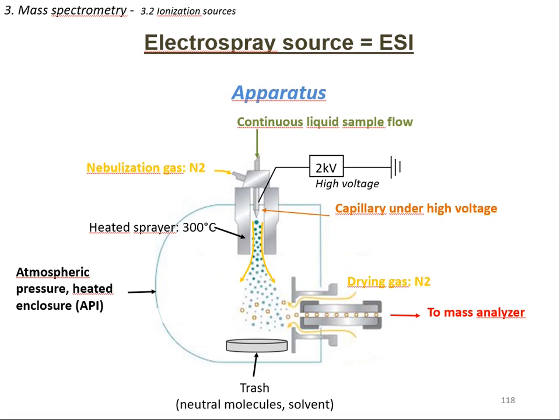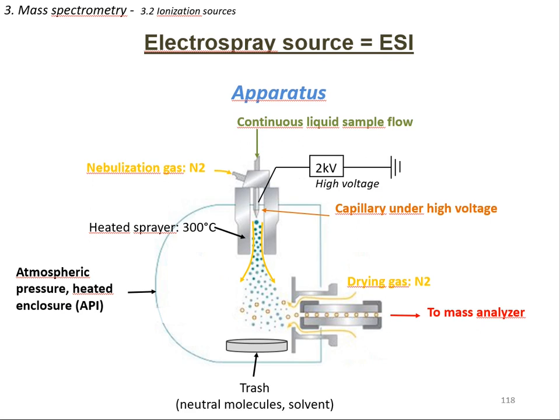So this is another more precise depiction of this. The continuous liquid sample flow at the bottom, 2000 volts on the capillary. And you see a nebulization gas. This is a gas that will help in fact making these droplets. Everything is at high temperature so that the droplets are shrinking because the solvent evaporates. And then the charged molecules are moved toward the mass analyzer.